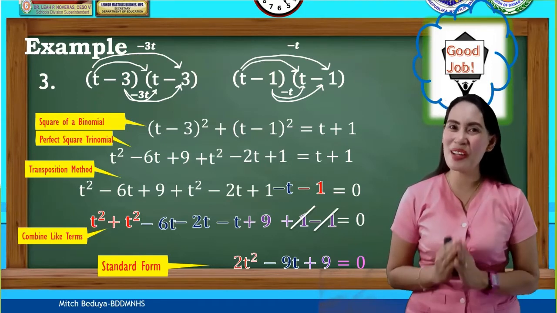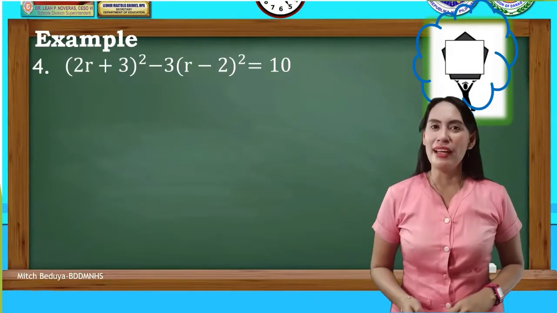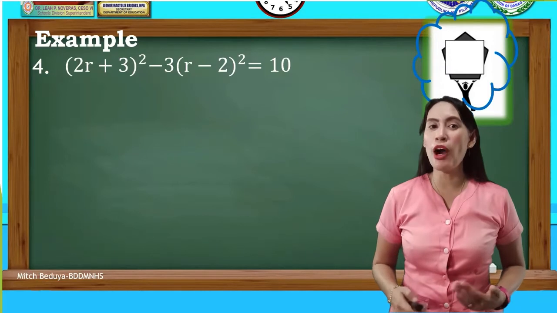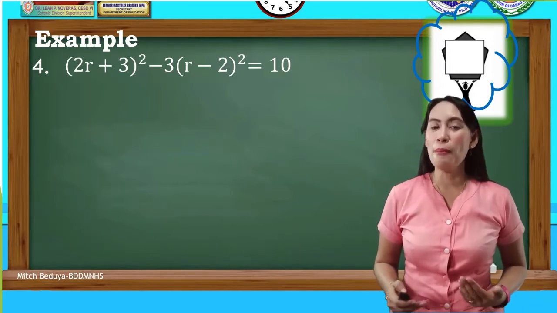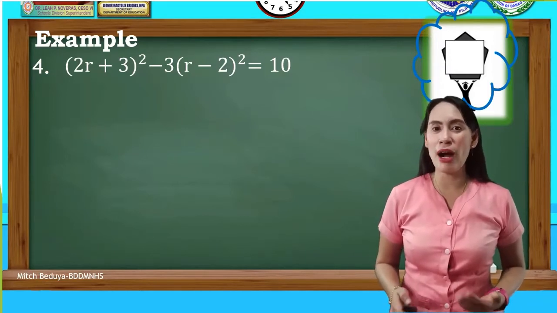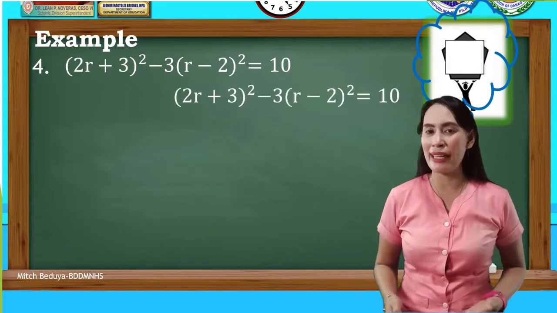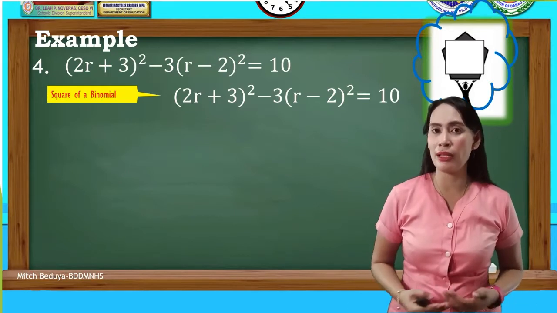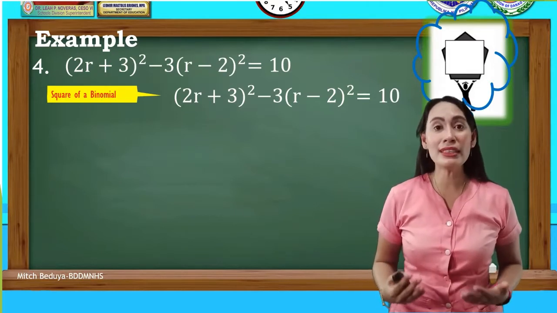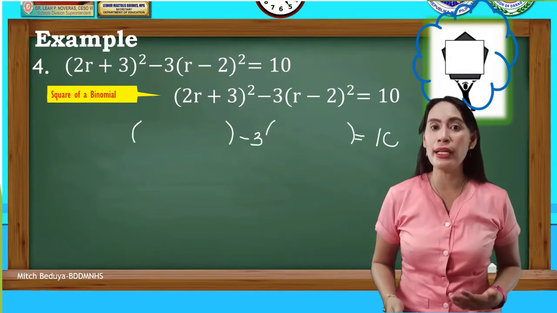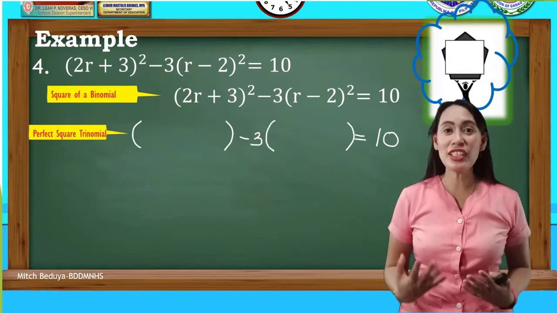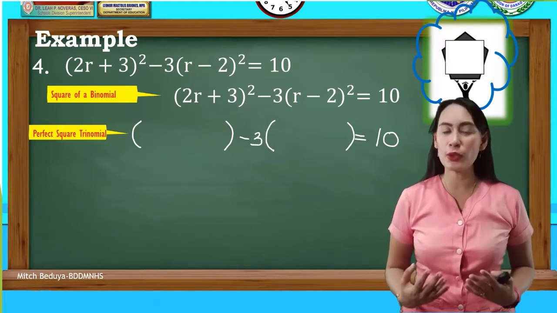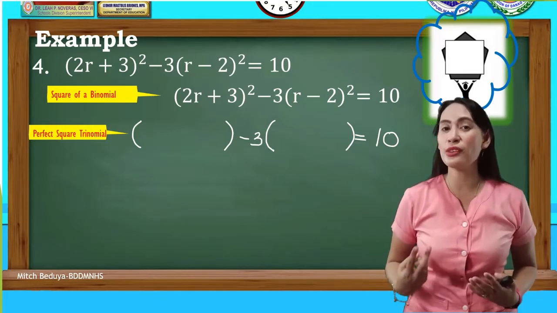Okay, good job! Next, example number 4. The quantity of 2r plus 3 squared minus 3 times the quantity of r minus 2 squared equals 10. Since in the equation there are square of binomials, we will transform these binomials to perfect square trinomial. I'll teach you how to transform square of a binomial to perfect square trinomial in a shortcut way.